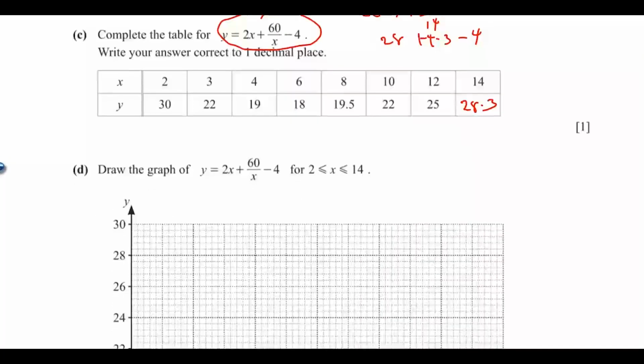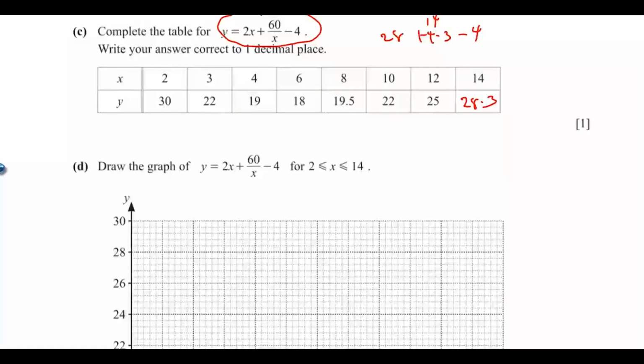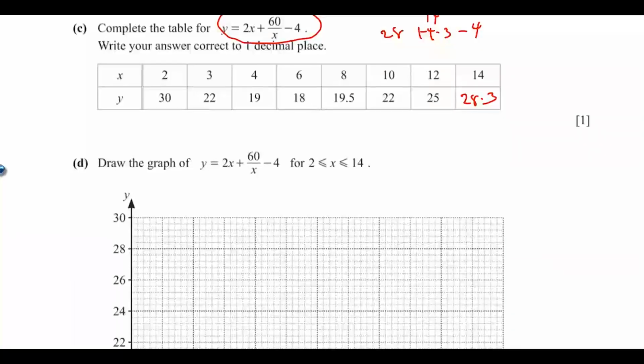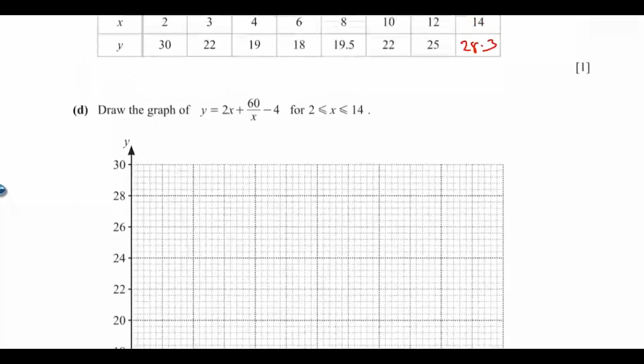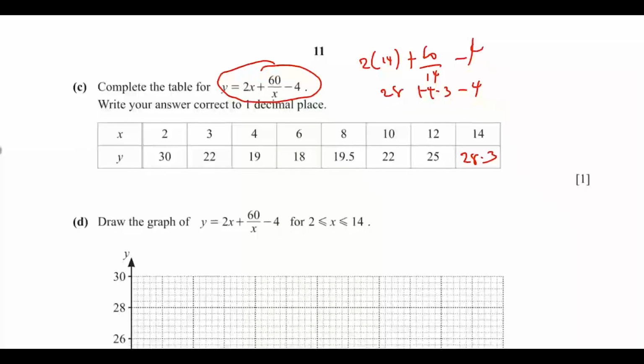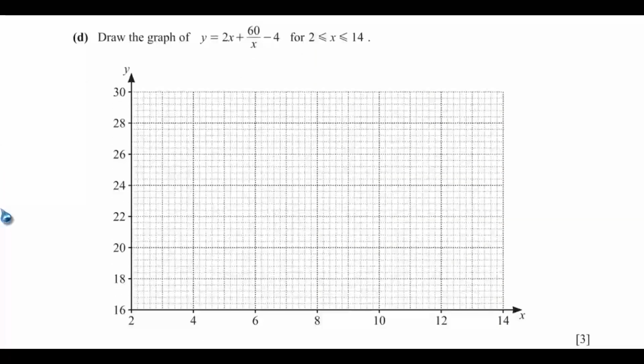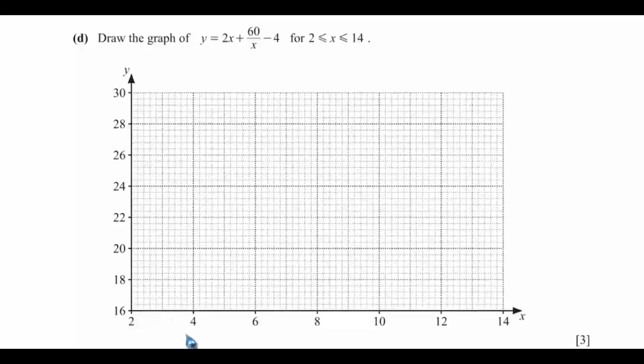Part D, draw the graph of y equals 2x plus 60 over x minus 4 for 2 is less than or equal to x and x is less than or equal to 14. We already have the table of values. When x is equal to 2, y is equal to 30. So you need to know the value of a line here. We have 16 to 18, so the gap is 2. How many lines do you have there? 5. So you divide 2 by 5. That will be 0.4. So the value of a line here is 0.4.